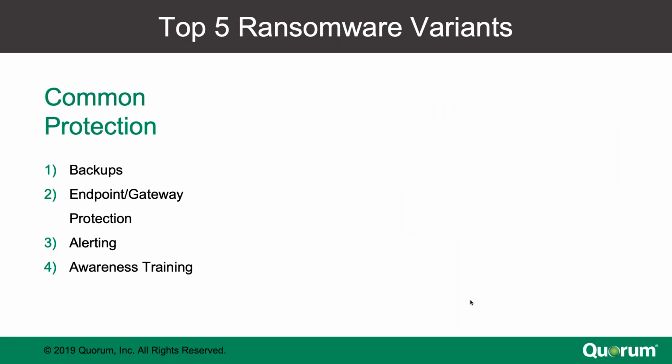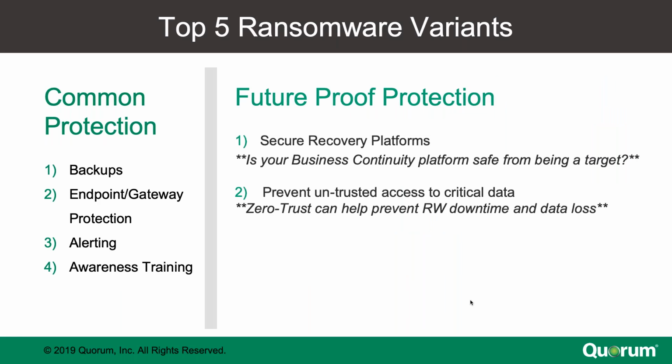So I want to paint out a couple scenarios for you. Common protection. How do you make sure that ransomware doesn't get in? Well, you've got to have good backups. You've got to have good endpoint and gateway protection, alerting, awareness training, right? We've got to make sure that Marion in Accounting knows not to get fooled. There's a better way to do this, though. The other way that you can think about this is, sure, do the common protection steps, but also make sure that we talk about secure recovery platforms. I want you to answer this question.